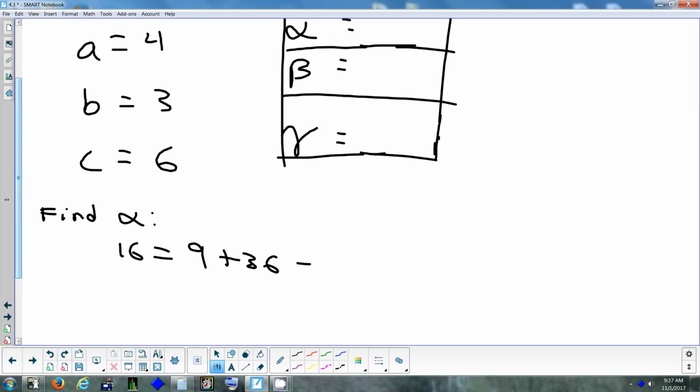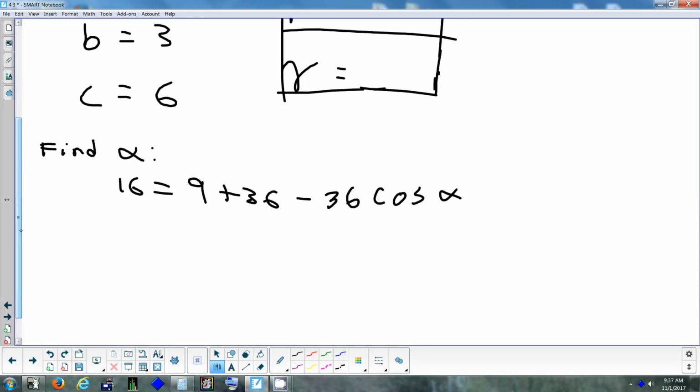All right, let's do that. 2bc. 2 times b means 2 times 3, which is 6, times c, 36. So 2bc, times cosine alpha. Because I did a couple steps as he was saying it in my head, I can really shorten how much I have to write.